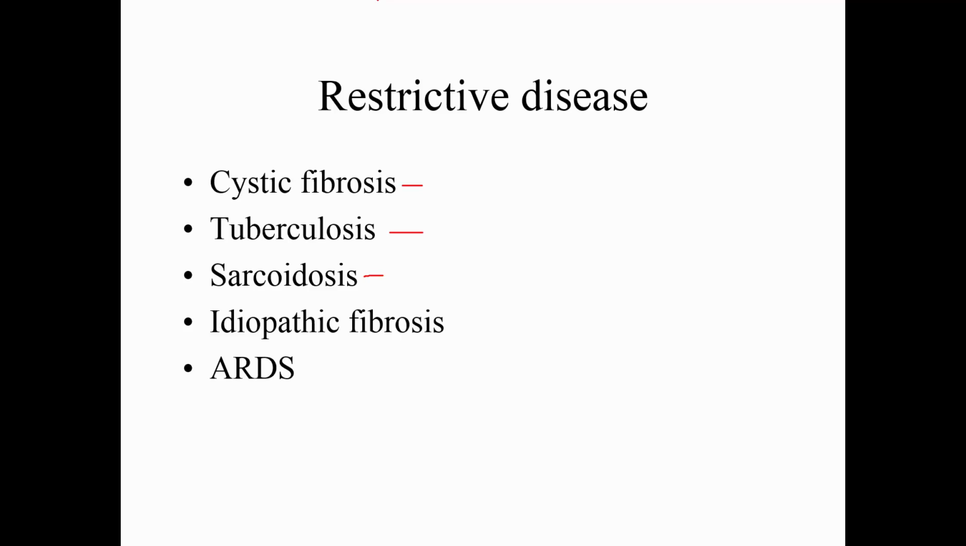So mortality rates for adult acute respiratory distress syndrome, it's really horrible. So there's a lot about being aware and prevention and that sort of thing. So all of these diseases have restrictive profiles.